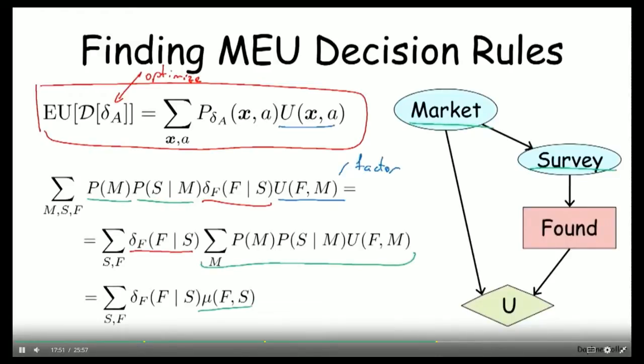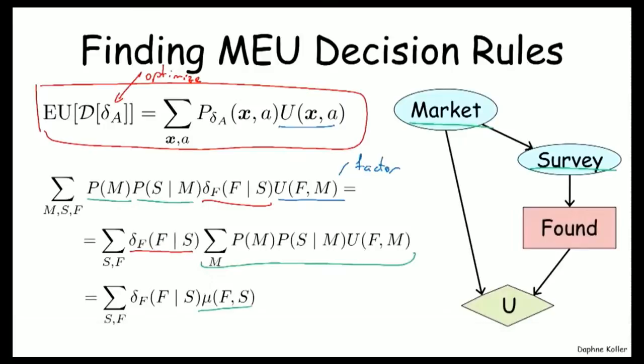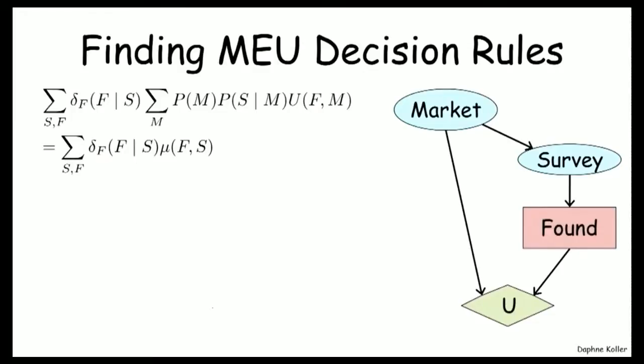Now we have a fairly simple expression that the agent is trying to optimize. It's a summation over all possible values of S and F of the delta, the decision rule that the agent takes over F given the situation S, given the observation S, multiplied by this factor that I just computed. If our goal is to optimize this expression, what the agent ought to do is pick, within this factor mu of F, S, the F that gives the highest value in each circumstance S. This is a little bit abstract, so let's look at an actual numerical example.